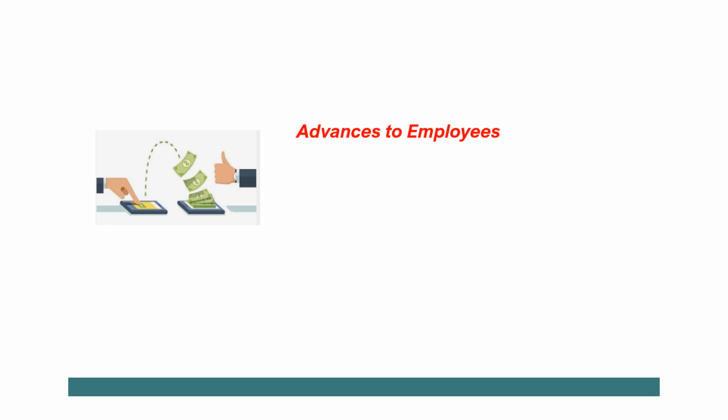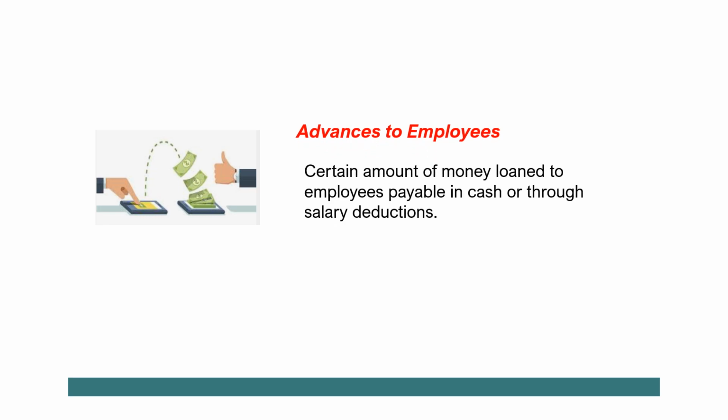Next, advances to employees. This account is used for a certain amount of money loaned to employees, payable in cash or through salary deductions. Sometimes employees are in need of cash and the business will grant a loan to the employees, and the account title used by the business for that is advances to employees.